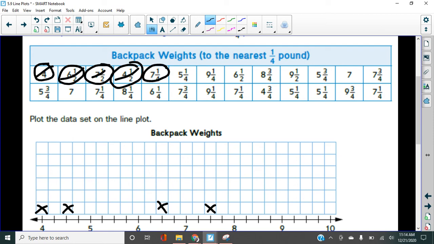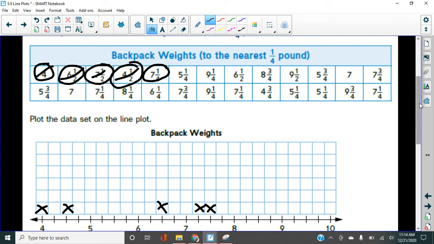7 1/4. Well, these are cut into 4 jumps, 1, 2, 3, 4 between whole numbers. So 7 1/4 goes right there. Now, eventually you'll get to some that are doubles, and then you'll stack those on top of each other.